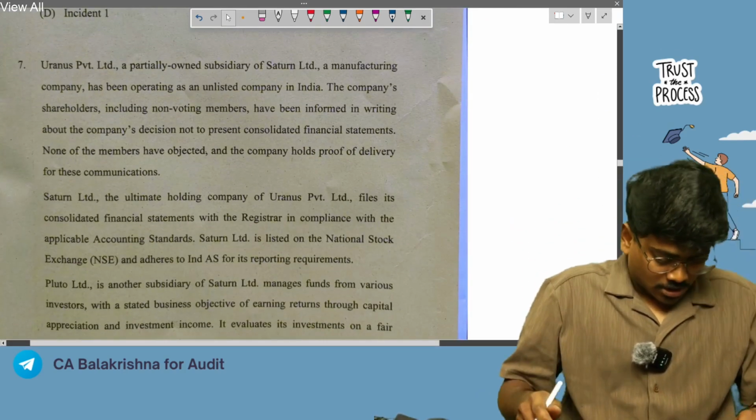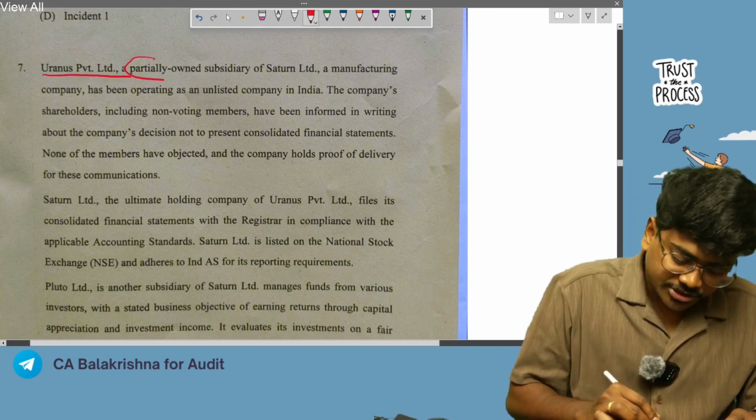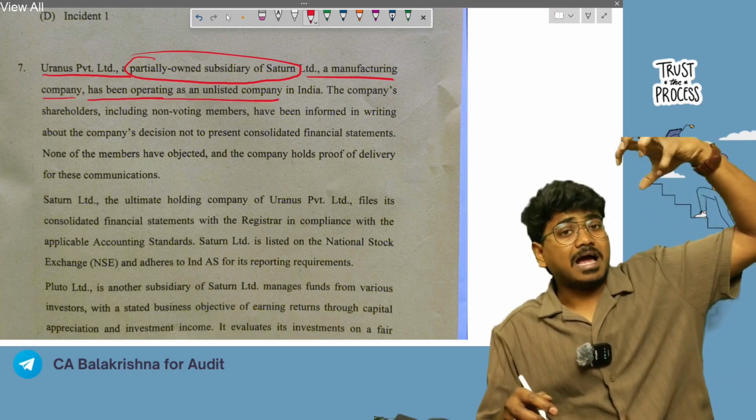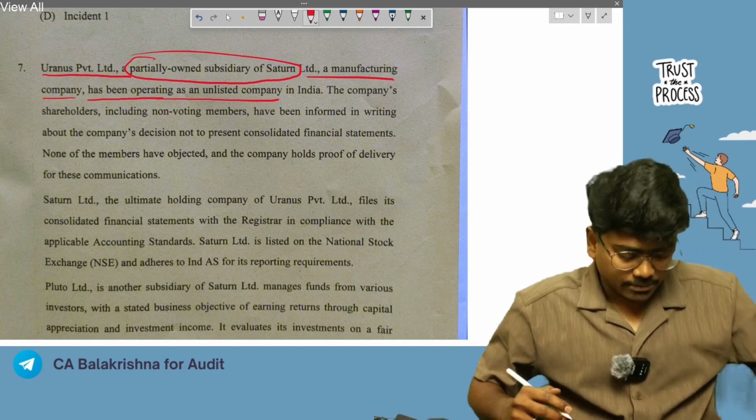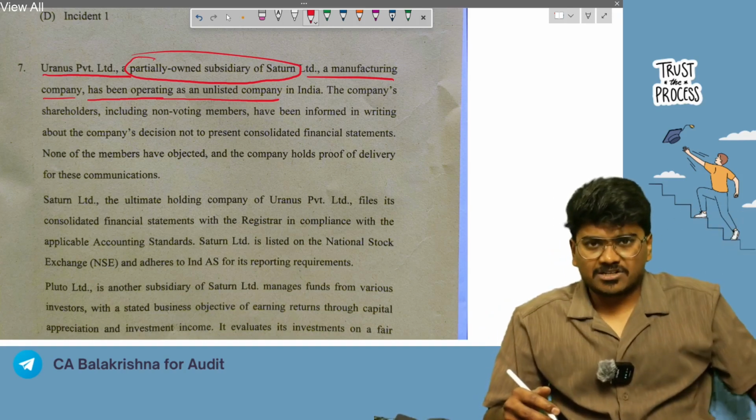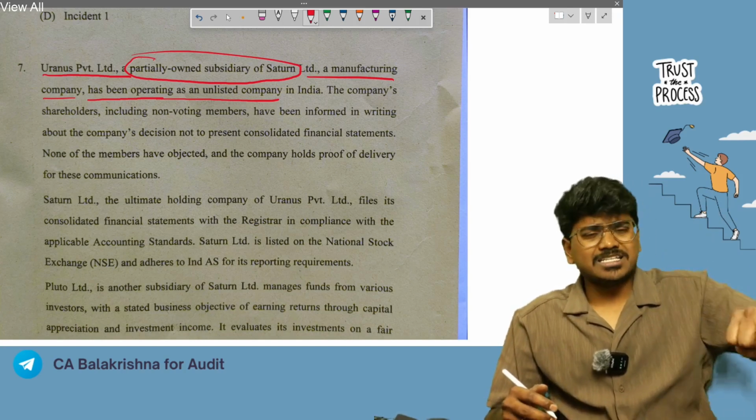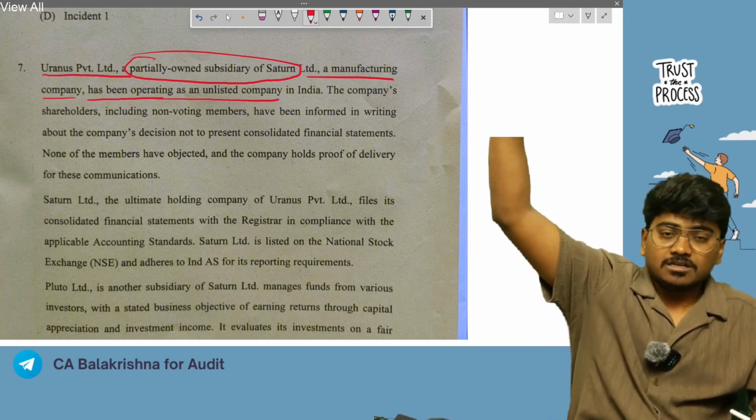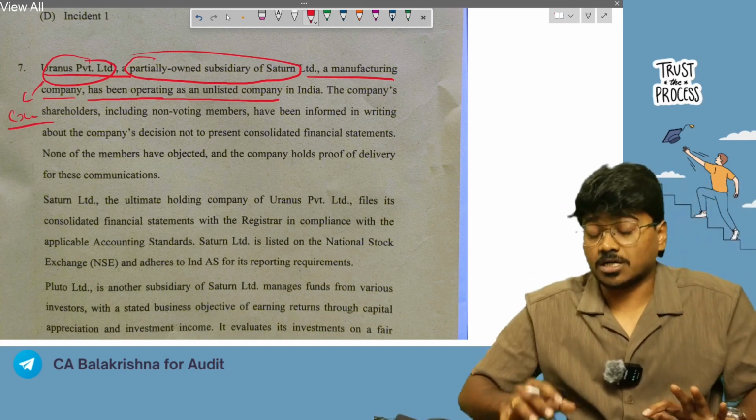Okay, seventh question. Let us read this question. Uranus Private Limited, a partially owned subsidiary of Saturn Limited, a manufacturing company, has been operating as an unlisted company. Uranus is an unlisted company, and Saturn is the holding company of Uranus Limited. Now in the question, Uranus Limited will send intimation to all its shareholders that they don't want to prepare the consolidated financial statements, and all the shareholders agree to that decision. Uranus Limited is not a listed entity, and it is not in the process of listing, whereas Saturn Limited will prepare consolidated financial statements. So Uranus Private Limited can obtain exemption from preparing consolidated financial statements.